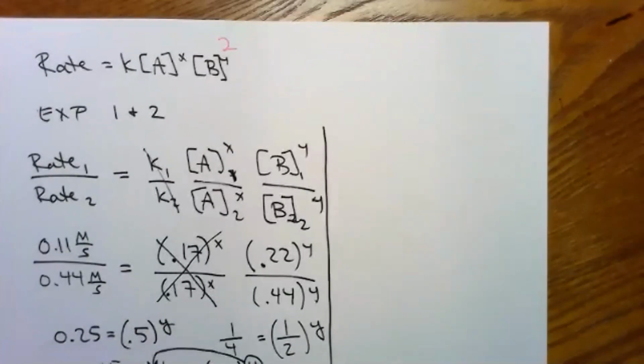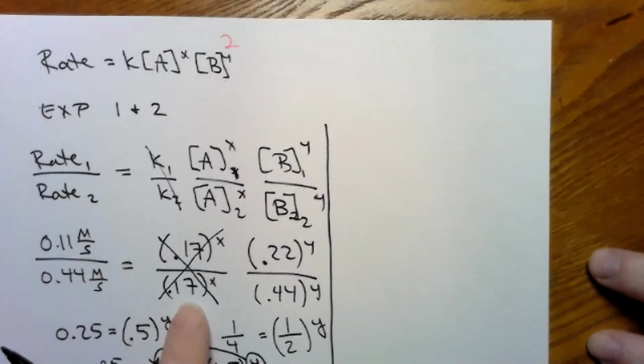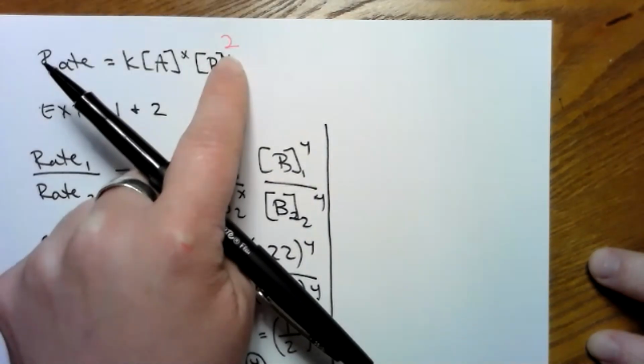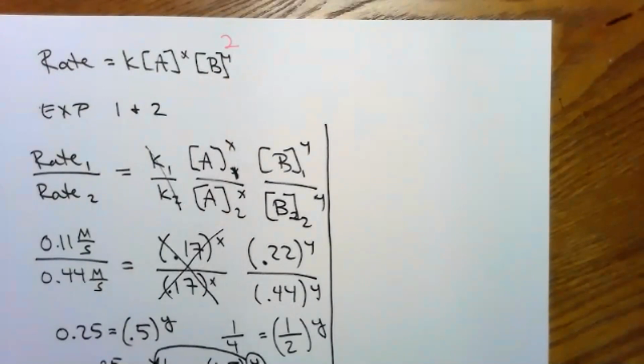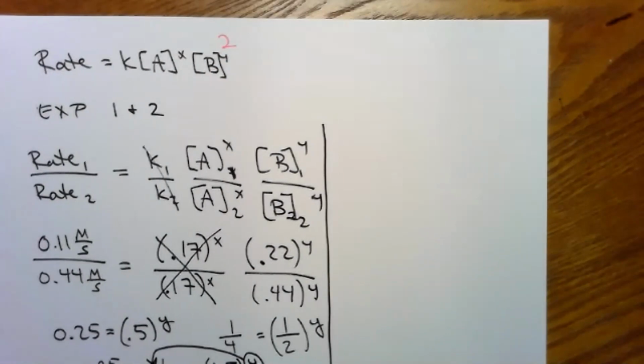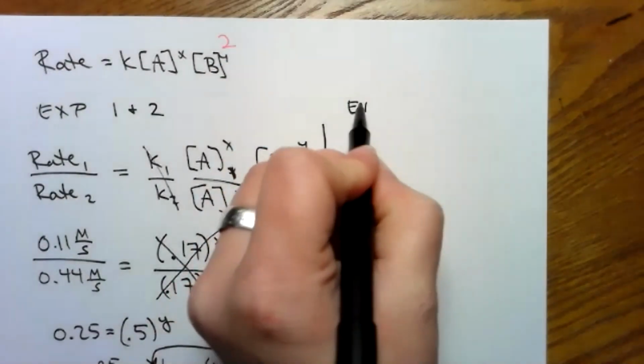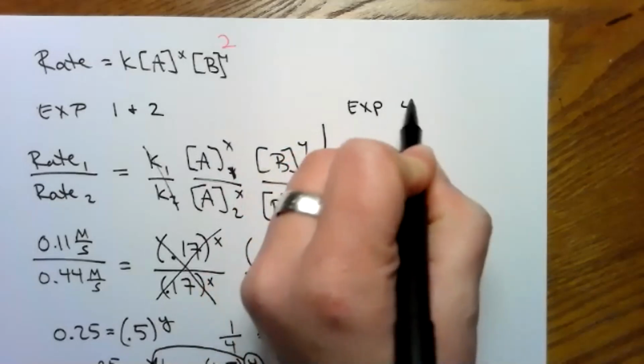So I can do one of two things now. I can choose two experiments where B concentration stays the same and cancel it out just like I did A's concentration here. Or since I already know what Y is, I don't actually have to choose two experiments where B is the same, because I already know B, so I won't have two variables. But I'm going to make it simpler and go ahead and choose one where they're the same. So I'm going to compare experiment, let's see, 4 and 5. Why not?